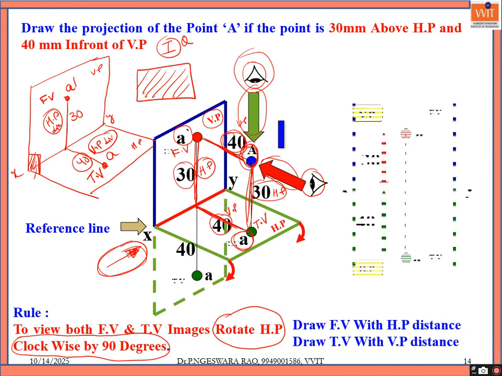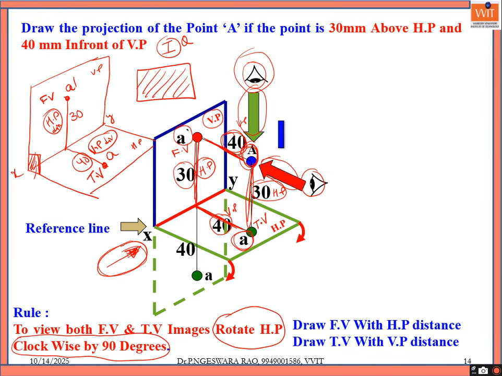Now we can see here, after rotation, this is the front view, that is A dash will be here, whereas this is the top view, whereas the small a is here. That means with respect to the XY line, above is the front view, below is the top view. If the XY line is like this, then after rotation the image in the front view is above the XY line, whereas the image in the top view is below the XY line.